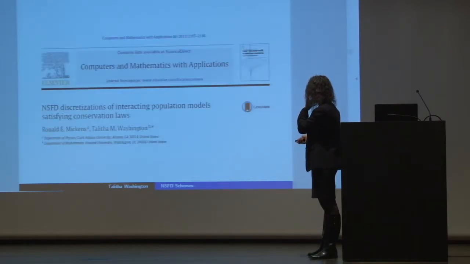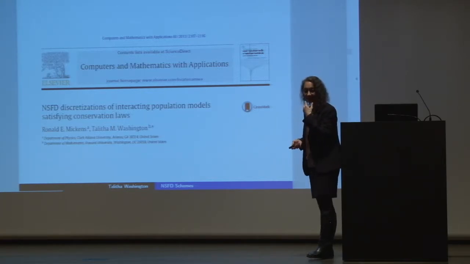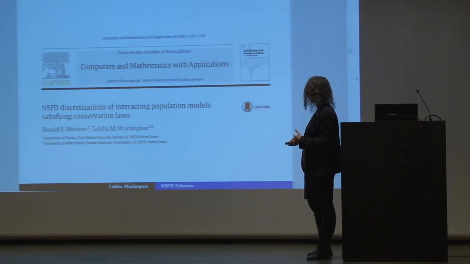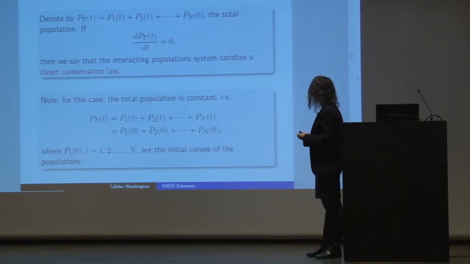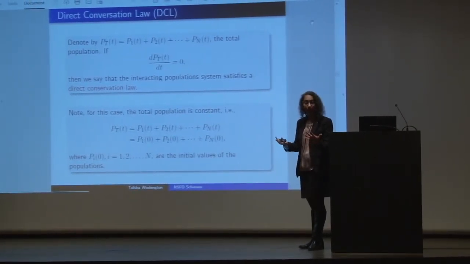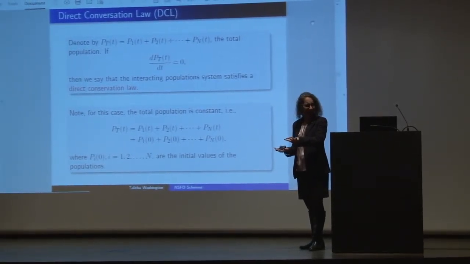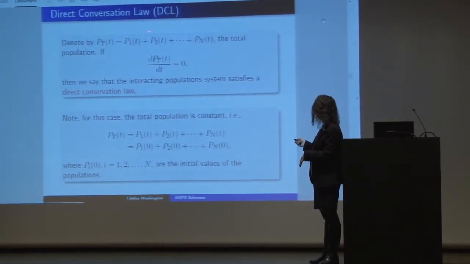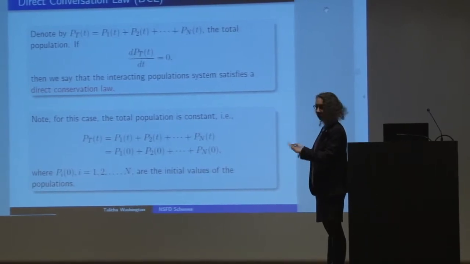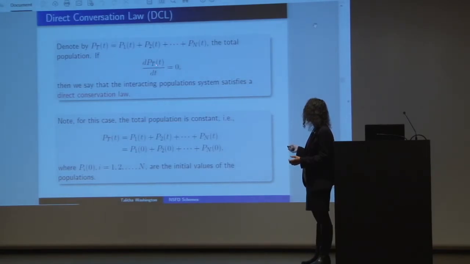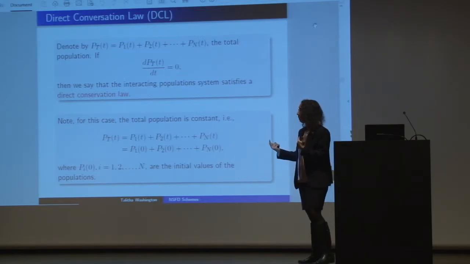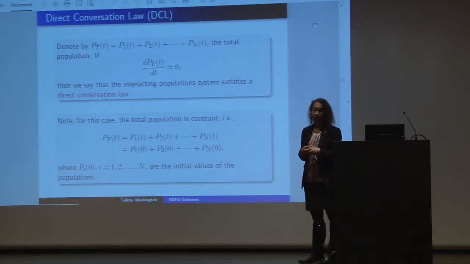I published a paper with Mickens on non-standard finite discretizations of interacting population models that satisfy conservation laws. Let's look at some of the examples that we constructed here. The first law we looked at was the direct conservation law. Say you have a population, and the total population is P sub t, t for total, and you take population 1, population 2, all the way to population n, and that's your total population. Perhaps you're in a closed environment, and there's no change in your total population over time. It's 0. In this case, we say that the interacting population system satisfies a direct conservation law.